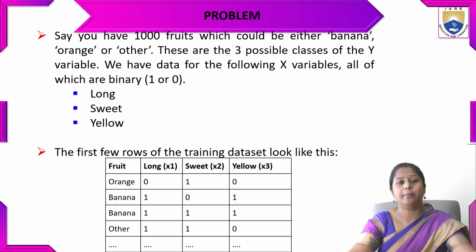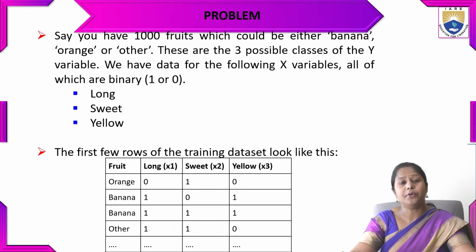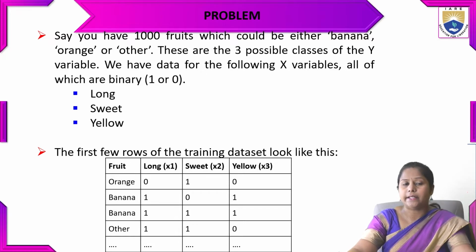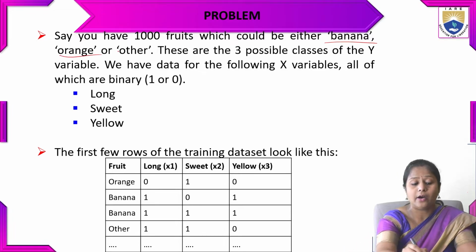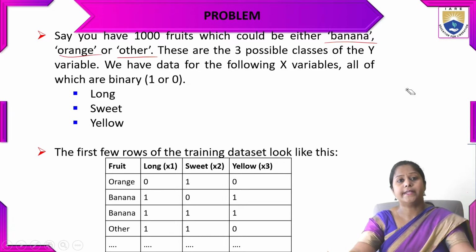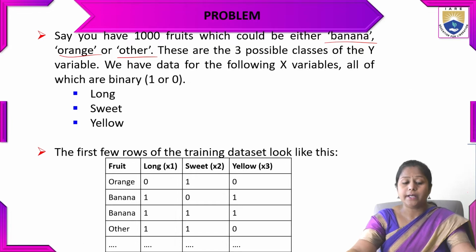Now, one problem is there. Suppose you have 1000 fruits, which could be either banana, orange, or any other. So that has been featured as banana, orange and other. So one example is there. Suppose we have 1000 fruits, which could be either banana, orange or other. These are the three classes.